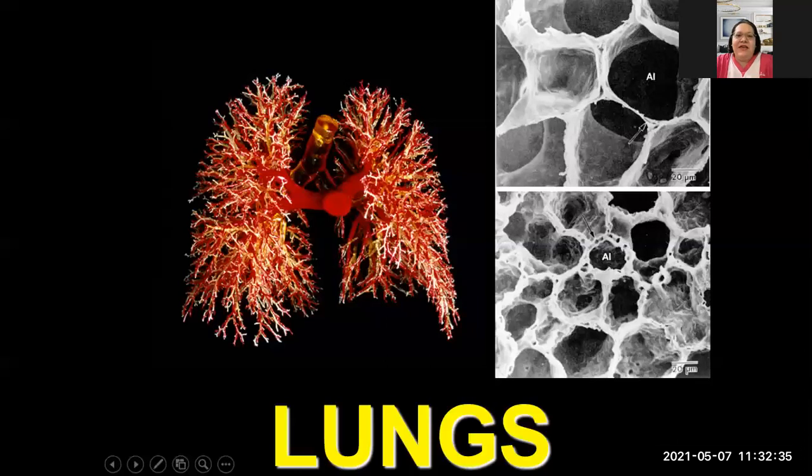Hi, everybody. Now we're going to start on the topic of the lungs. As respiratory therapists, this is very important to you, and this is the basis of understanding the different types of diseases of the lungs that you may encounter in your career as respiratory therapists. So, we're looking at the lungs and the structures of the lungs here.